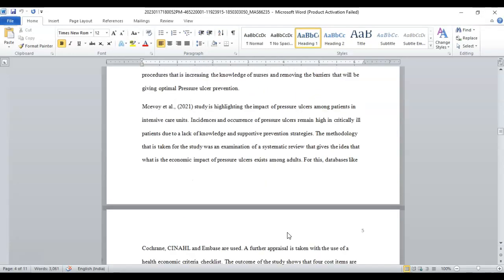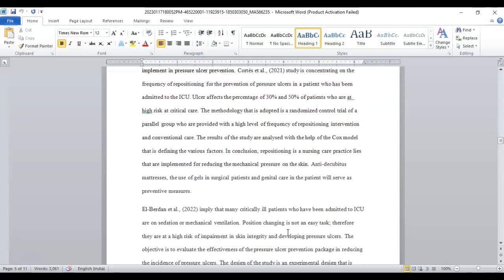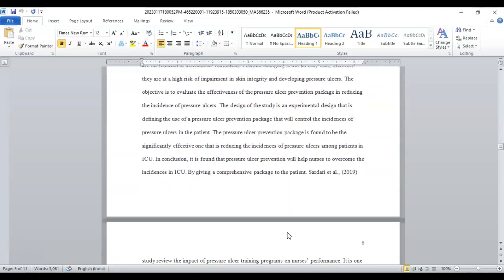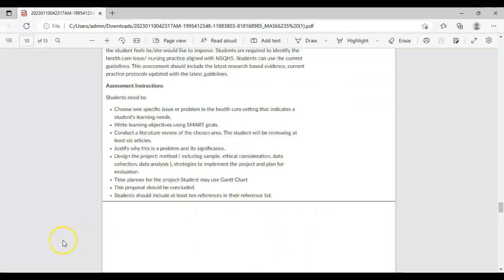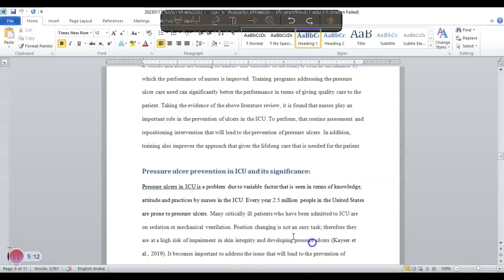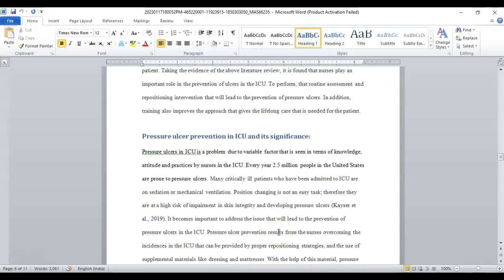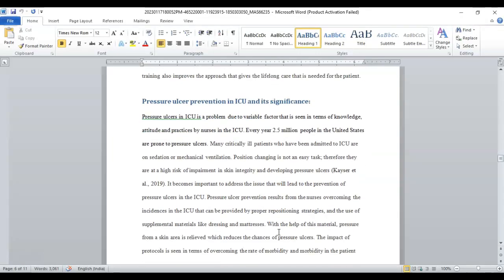We analyze the literature, review their strengths and weaknesses, and how it is going to change and give the outcomes in terms of prevention of ulcers in ICU. Coming next is the pressure ulcer prevention and the significance of discussing this particular issue. So we are going to describe the problem first, and after that we are going to give the significance, that is, how we are supposed to deal with the situation.